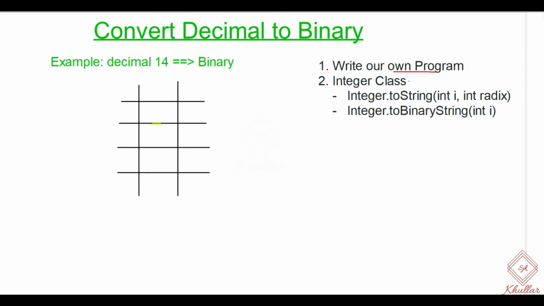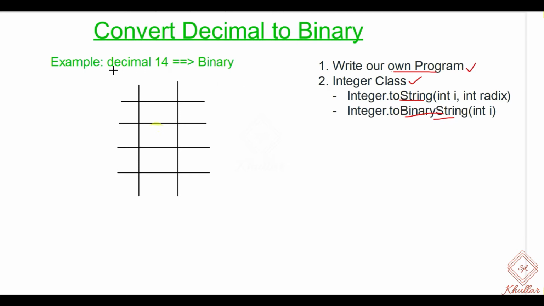we'll see a couple of methods provided by the JDK Integer class. It has a couple of methods like the toString method and the toBinaryString method. We'll see what these methods are and how we can use them. First of all, we write our own program.